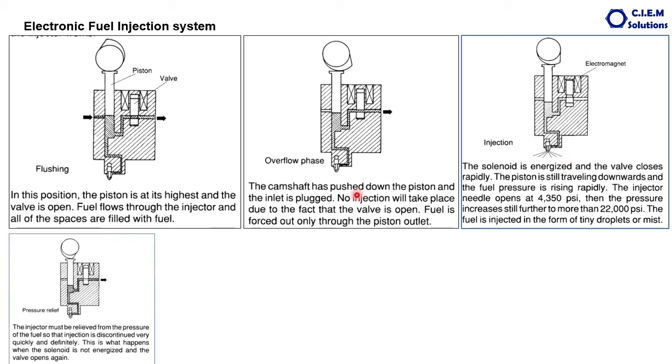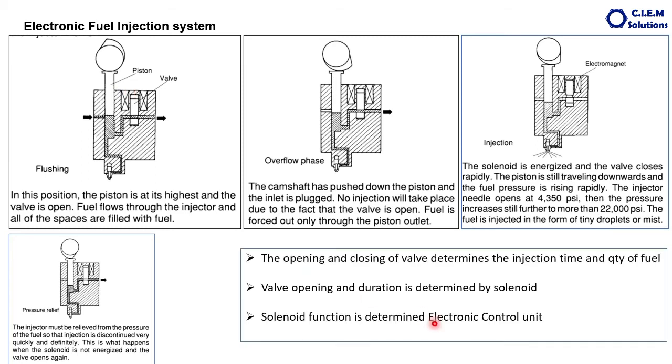In the next phase, the camshaft is rotated till the end of the lobe, injection is completed, and immediately the solenoid is de-energized. The plunger has come down here, you can see, and whatever pressure is there is released here. The cycle completes. The opening and closing of the valve determines the injection time and quantity of fuel. And the solenoid works with the signals from the ECM.